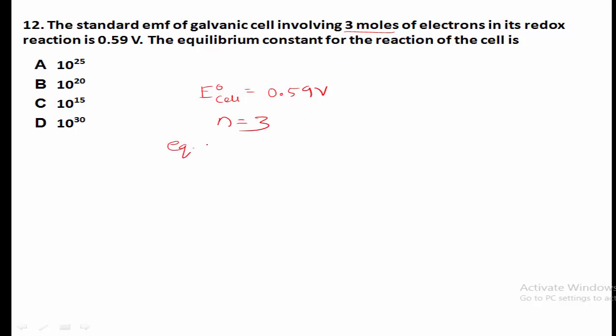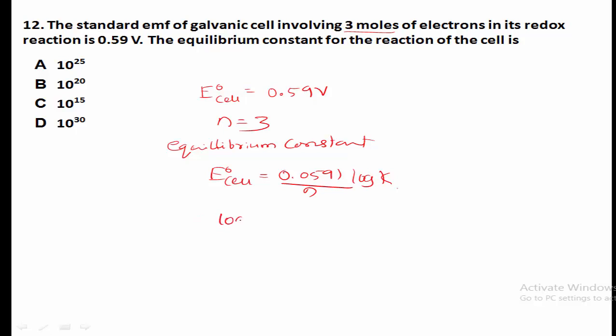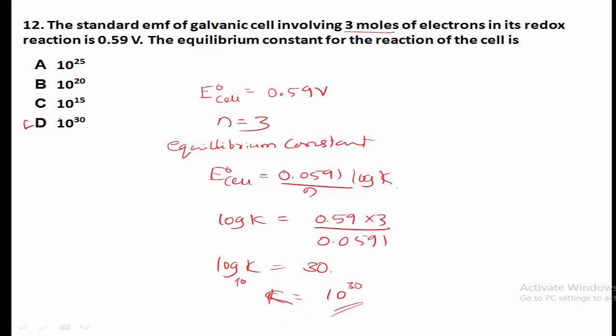What is the formula for the relationship between standard EMF and equilibrium constant? It is given by E naught cell is equal to 0.0591 divided by n log K. Therefore, log K is equal to 0.59 into 3 divided by 0.0591. Here I have rearranged this. On simplification I will get 30. So log K is equal to 30. Here the base is 10. Therefore, K is equal to 10 raised to 30.